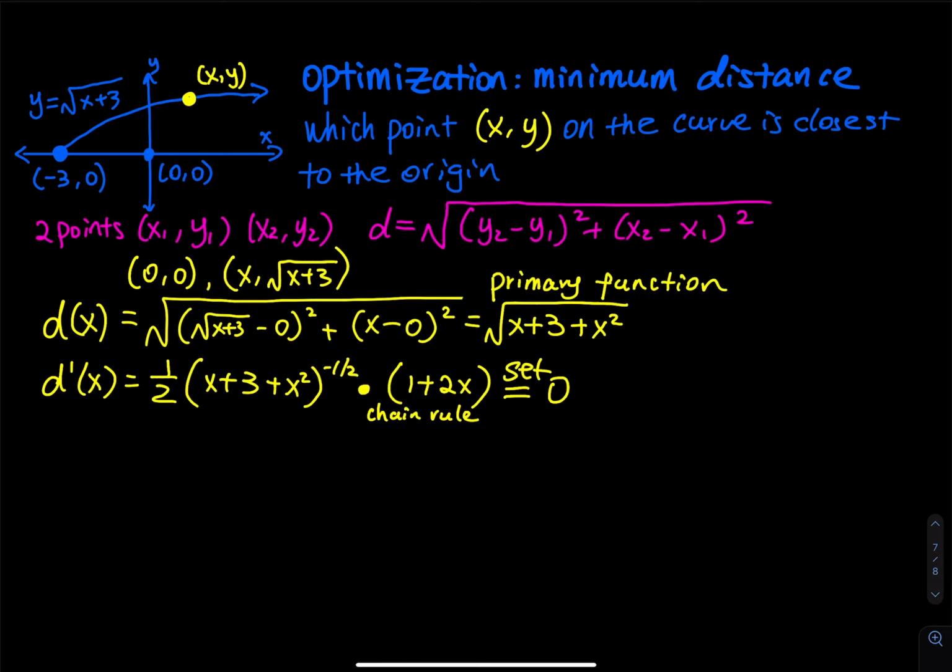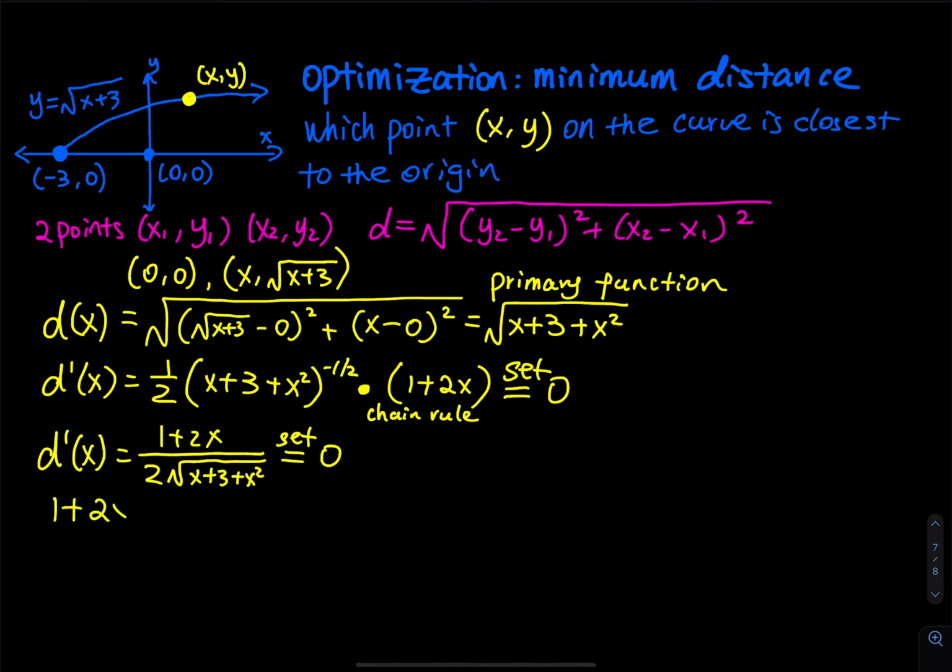Okay, so before we do that, let's rewrite the derivative as 1 plus 2x divided by 2 times the square root of x plus 3 plus x squared, and then we set that equal to 0. So basically all you have to do is multiply the denominator on both sides, or you can think about that as the numerator divided by the denominator equals 0. The only way to make a 0 is to have the numerator equal to 0. So as a result, x equals negative 1/2, and this is the only critical point.